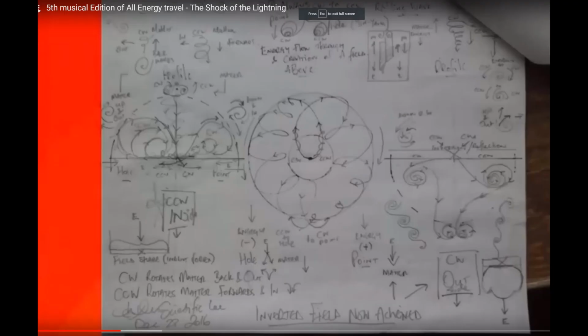Now this is the halo wave on a magnet. Now I've explained this on other videos. This is just in a musical edition of All Energy Travel where I've just put all my papers online. But this is the halo wave that I just explained, and that's a full rendition of how the field inverts from one side to the other. We're not going to go through it now because it's on another video. So that's how a halo wave occurs.